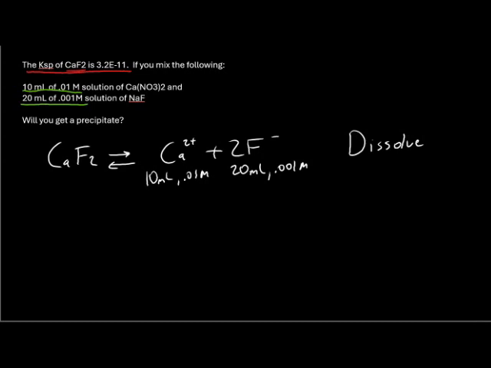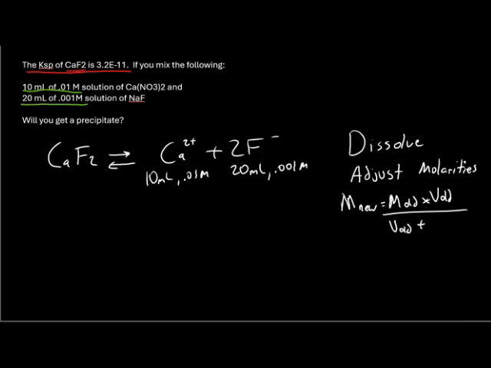It's important to remember at this point that when you mix together two solutions, the molarities will not stay the same. We'll have to adjust those molarities for the fact that we are mixing. To find the new molarity after mixing, that's equal to the old molarity times the old volume divided by the old volume plus the extra volume.